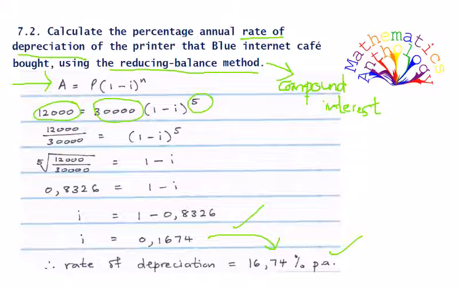Now you can put this fifth root on your calculator. There is a button there, so find it. The fifth root of 12,000 over 30,000 Rands is 0,8326, and that is equal to 1 minus i. So i then will equal 1 minus 0,8326, which is 0,1674. So for the rate of depreciation, you multiply that by 100 to get percentage, and you'll end up with 16,74% per annum.